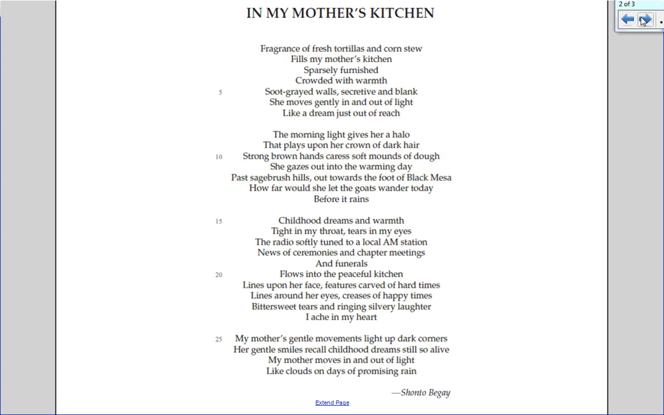Childhood dreams and warmth, tight in my throat, tears in my eyes. The radio softly tuned to a local AM station. News of ceremonies and chapter meetings and funerals flows into the peaceful kitchen. Lines upon her face, features carved of hard times. Lines around her eyes, creases of happy times. Bittersweet tears and ringing silvery laughter, I ache in my heart. My mother's gentle movements light up dark corners. Her gentle smiles recall childhood dreams still so alive. My mother moves in and out of light like clouds on days of promising rain. By Shanto Bajet.